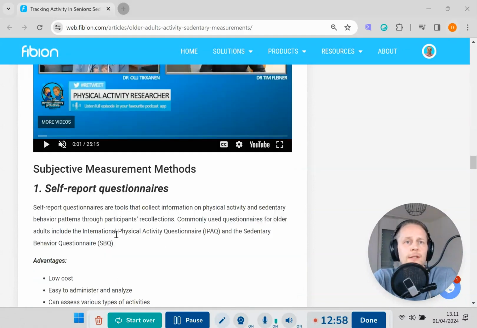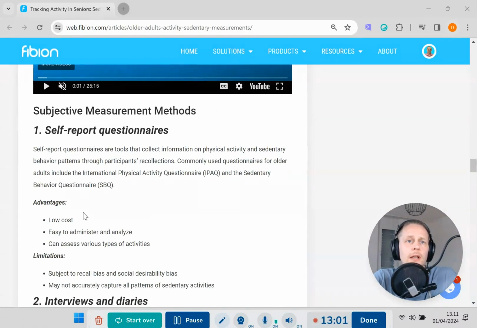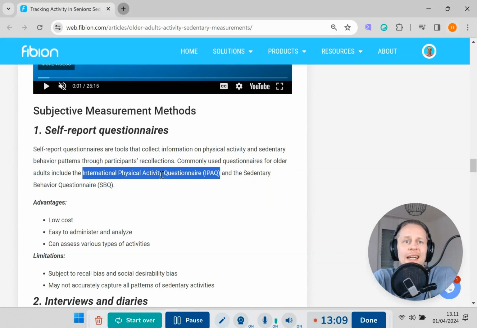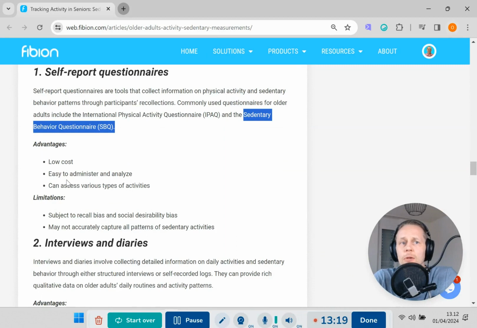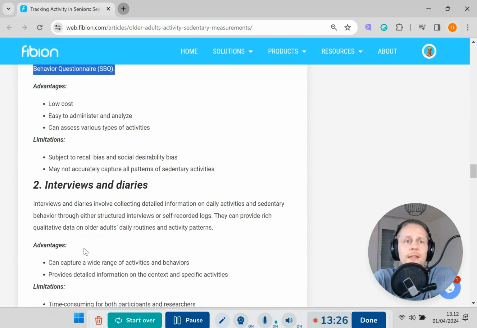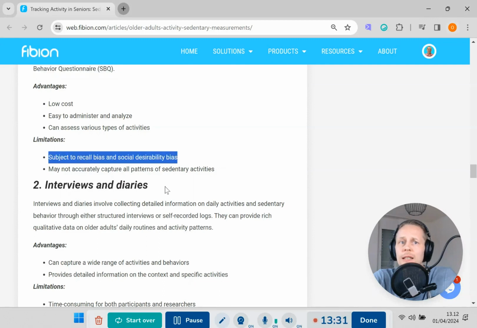And then if we look at the subjective measurement methods, you can have self-report questionnaires, and there are many different ones. One of the most commonly used is IPAQ, the International Physical Activity Questionnaire, and the Sedentary Behavior Questionnaire, a little bit newer one. And the advantage is low cost, easy to administer and analyze, and can assess various types of activities. And the limitations are subject to recall bias and social desirability bias.